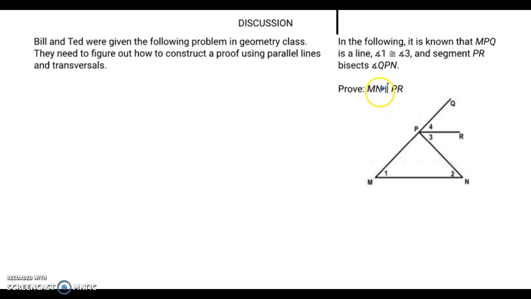In the discussion, we asked you to take a look at this problem and try to prove that MN is parallel to PR. The first thing that I would like to model for you is taking a look at the stuff that's in the problem. It says it is known that MPQ is a line. It tells us that angle 1 is congruent to angle 3.